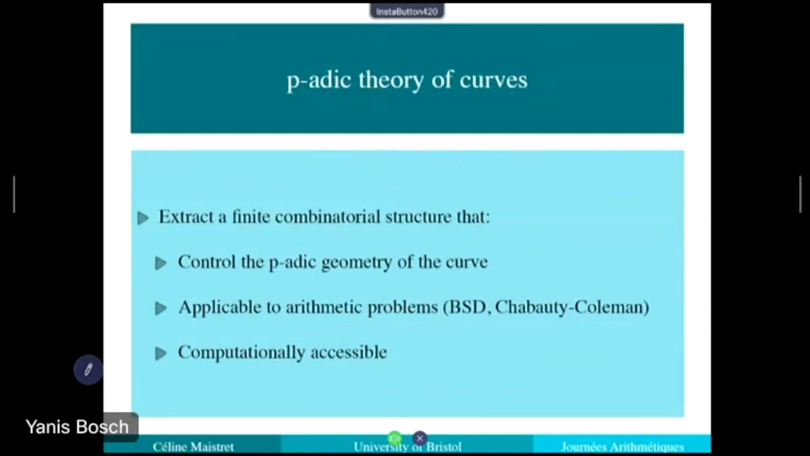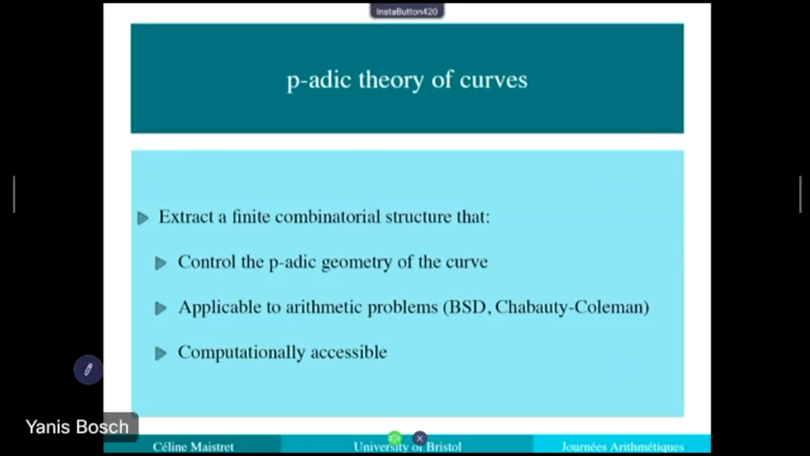Okay, so hopefully now we understand why we would like to understand a good p-adic theory of curves. So what do we actually want from this theory? We first need this theory to control the p-adic geometry of the curve. We have to understand how the curve behaves over Q_p. We need it to be applicable to arithmetic problems, such as BSD and Chabauty, because we want to use those bridges to then conclude on global arithmetic problems.